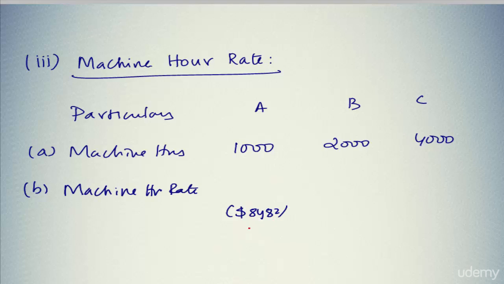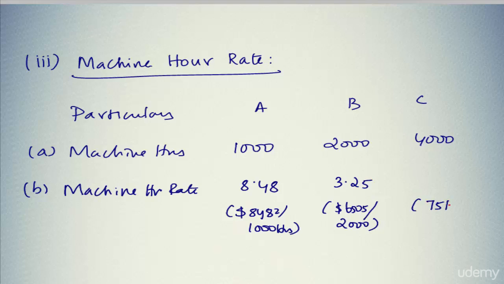for department A it's going to be $8,482 divided by 1,000 hours, and it will be $8.48 per hour. And for department B it's going to be $6,505 divided by 2,000 hours, and it's going to be 3.25. And for department C it's going to be $7,513 divided by 4,000 hours, and it's going to be $1.88 per hour. So the machine hour rate is this.